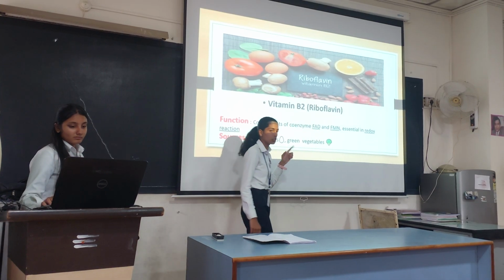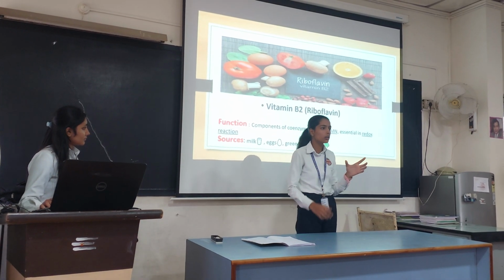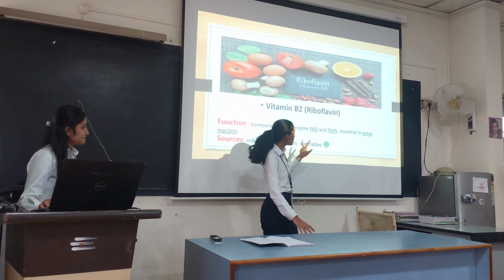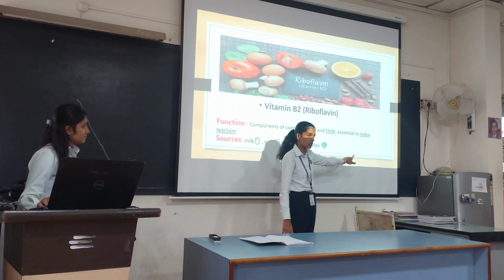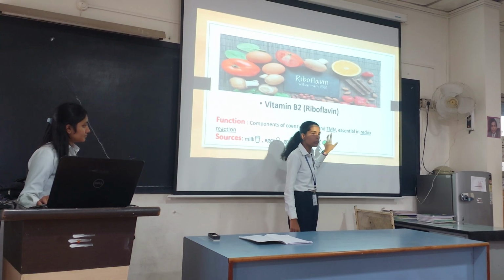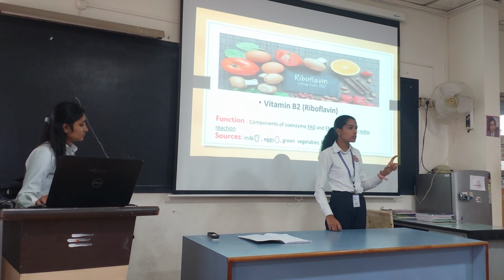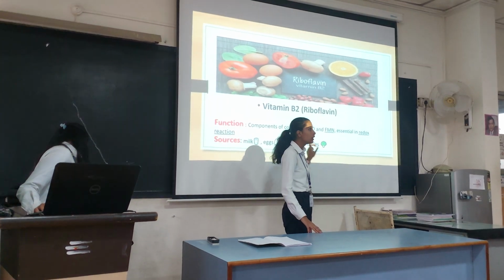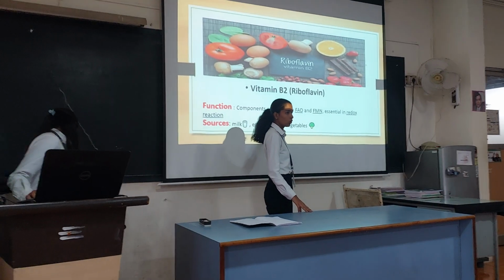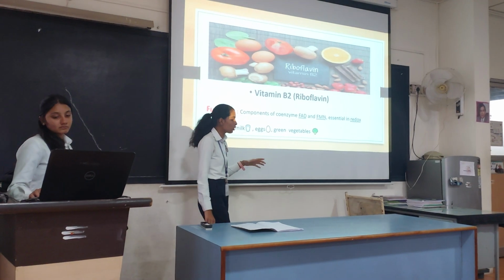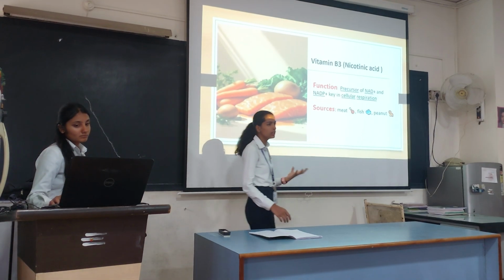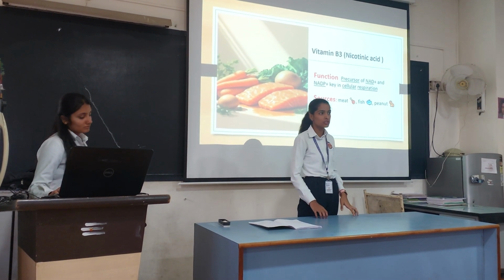Essential in redox reactions. We know that a redox reaction means where oxidation and reduction take place simultaneously. How do these two coenzymes play a role in a redox reaction? These two coenzymes carry electrons and help in biological processes. They play a role in vitamin B2. The sources where we can find it are milk, egg, green vegetables, etc. In many fruits and vegetables we can find it.